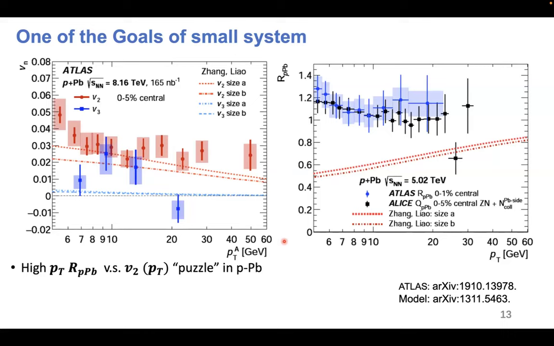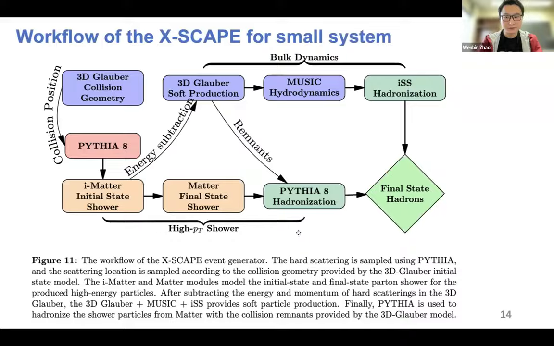Okay, there's another question. Would you still use 3D Glauber plus MUSIC plus iSS for pp collisions? Yeah, I will show you how to run 3D Glauber plus MUSIC plus iSS in the JETSCAPE code for the pp collision. Okay, that's the question so far. Okay, then I go to the hands-on section.